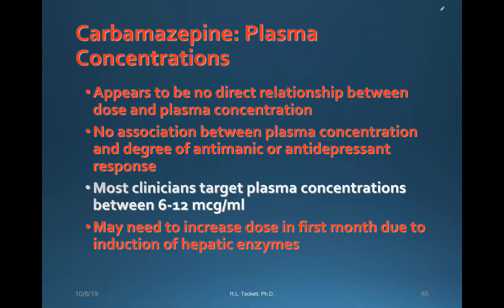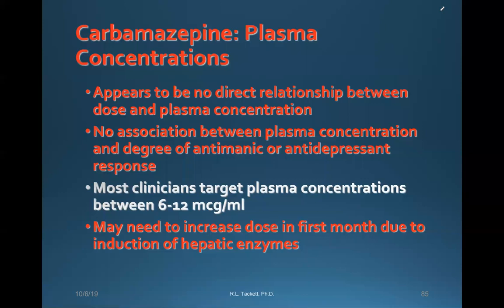So you can't correlate a plasma concentration with either an anti-manic or an antidepressant effect. Literally, what the plasma concentration will tell you is that the dose you're giving is getting them within the normal therapeutic range. Most clinicians typically target somewhere between 6 to 12 micrograms per mil, but if the patient is being resistant, they may go up a little bit higher.